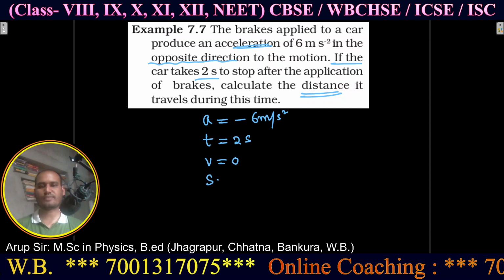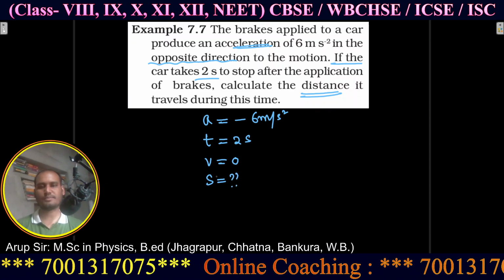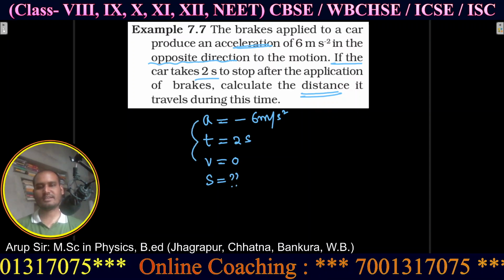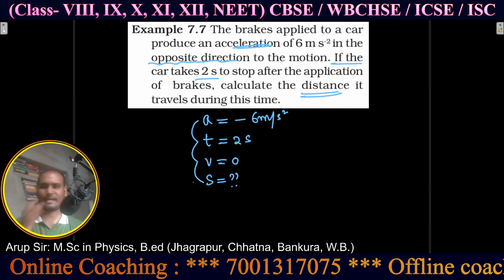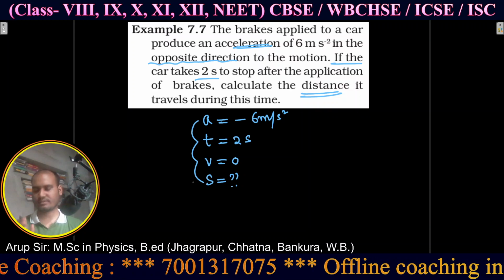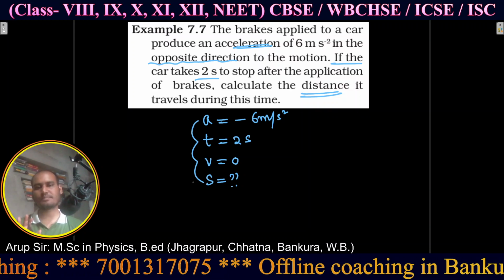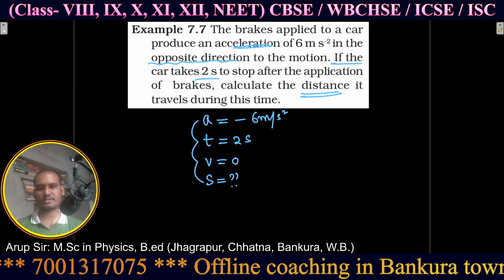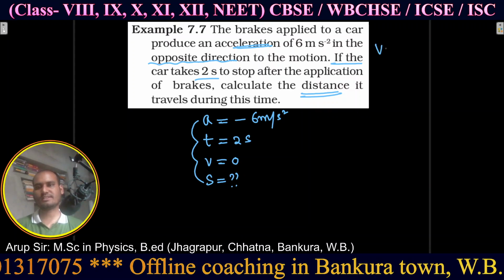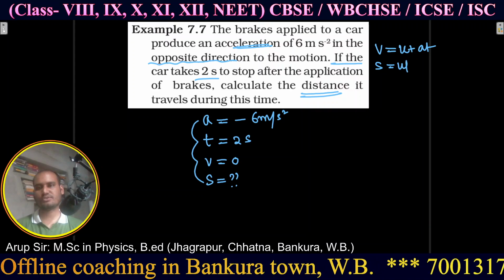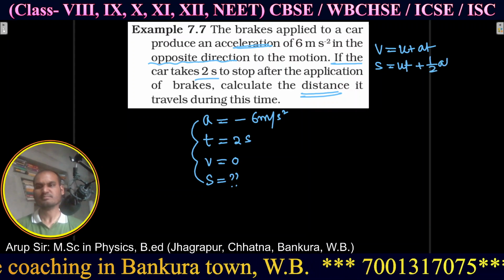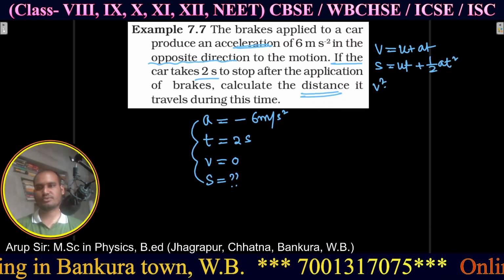So we need to find out the distance. What is the value of S? A, T, V, S. Any formula related to these? It means any formula where three parameters are used and three parameters are known. Like we know only these formulas: V equals U plus AT, S equals UT plus half AT square, and V square equals U square plus 2AS.